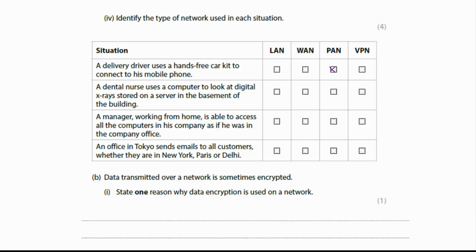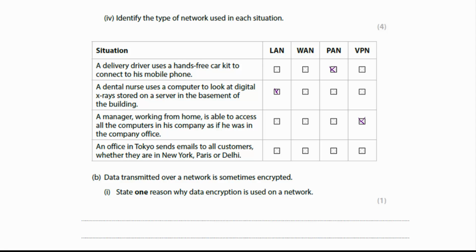So this is just confined to one building. So this would be a local area network. A manager able to access as if he was in a different place. So that's kind of giving away the bit about a virtual private network. That's kind of the point of a VPN. It acts as if you're somewhere else when you're not.